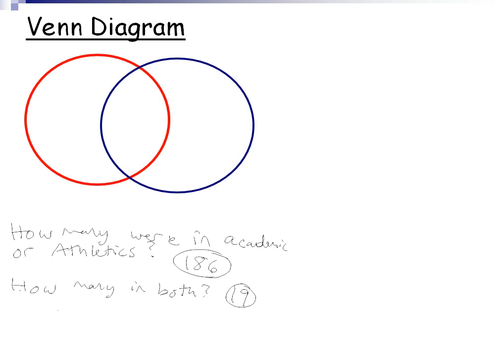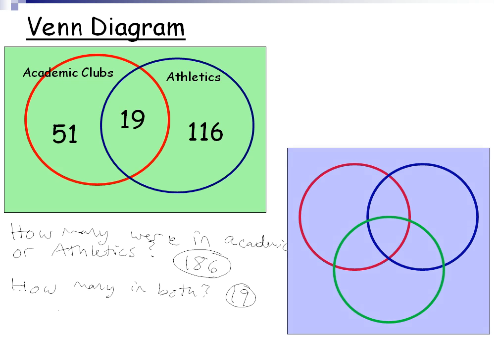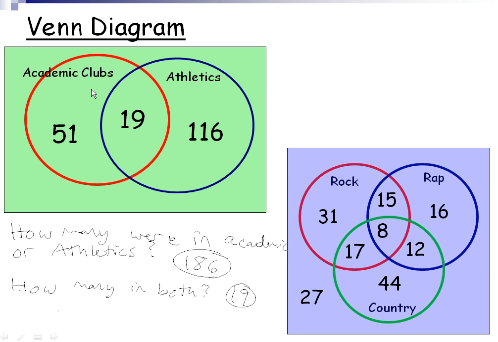Just a little quick review of Venn diagrams, because and or statements are used with these. Look at this first Venn diagram. Students in academic clubs and athletics. If I ask the question, how many were in academics or athletics? The word or means one or the other, or both at the same time. We would add these numbers together, 51, 19, and 116 gets 186. If I ask the question, how many were in both academics and athletics, not or, it would just be the ones that are in both, as we can see right here.